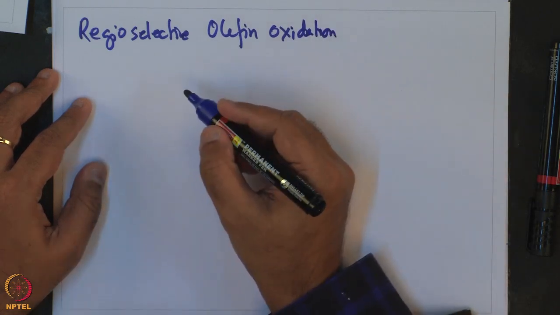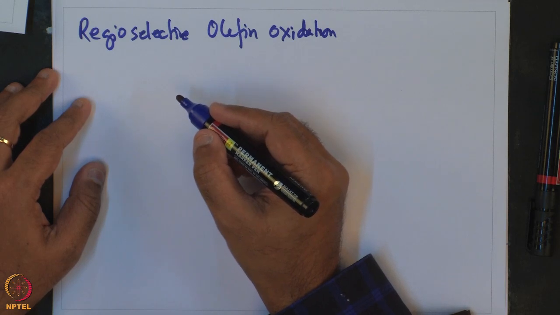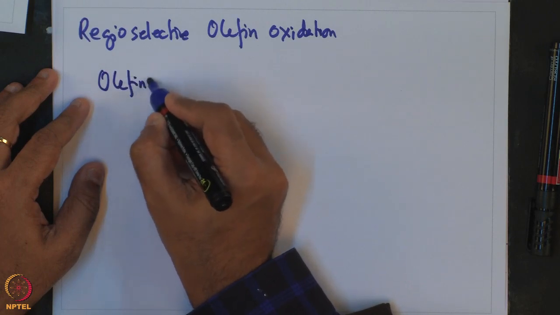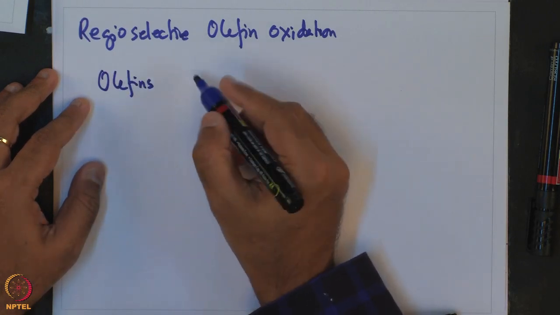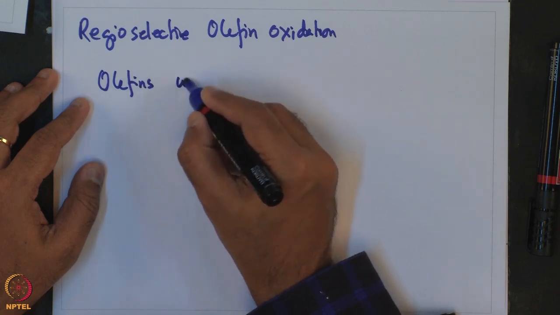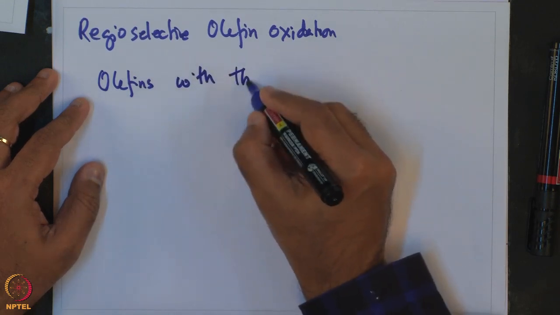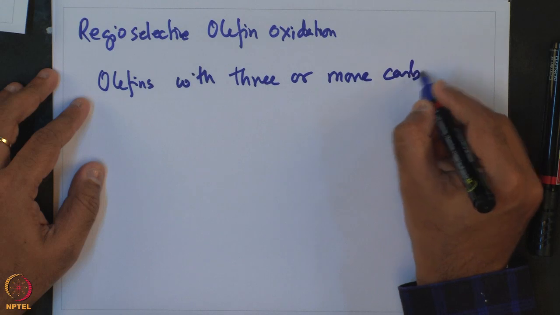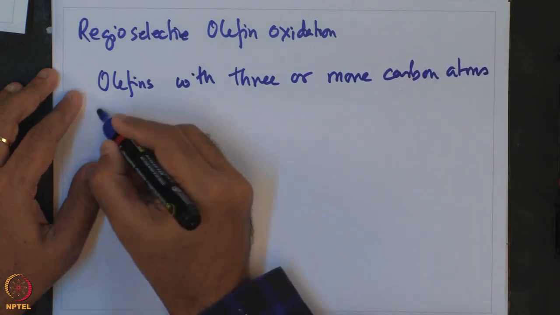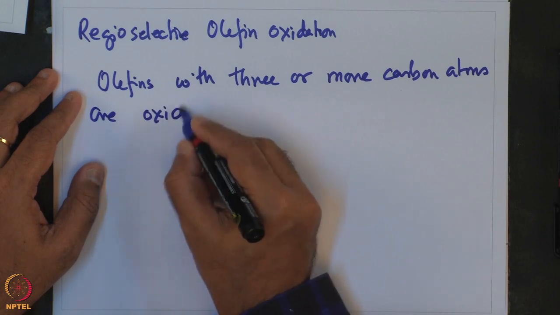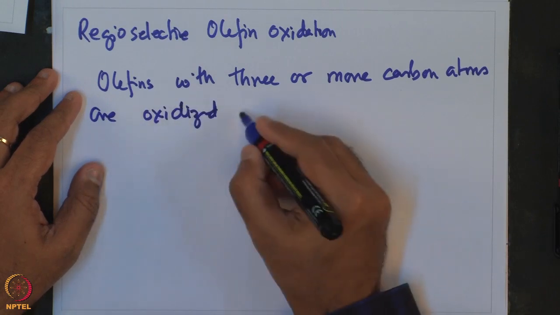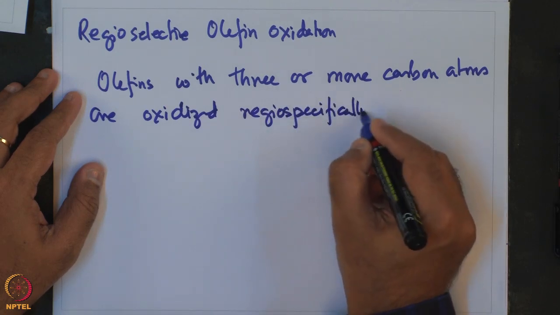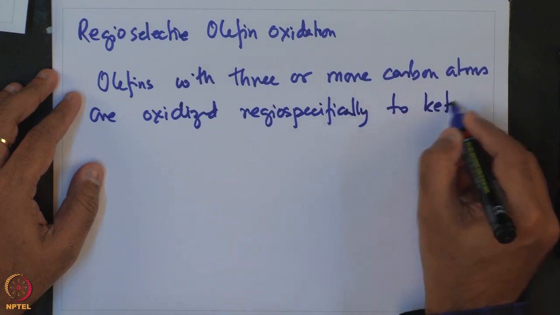So, olefins with 3 or more carbon atoms are oxidized regiospecifically to ketones.